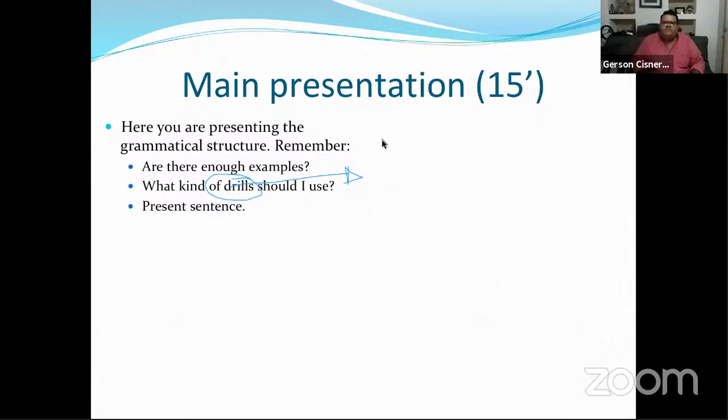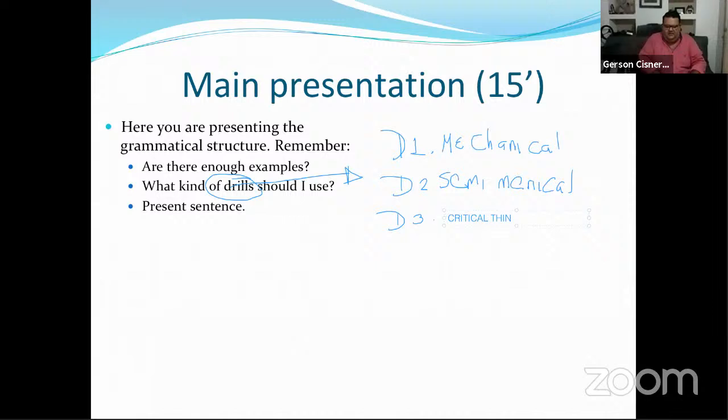And I'm going to give you, we're going to refer to D1, D2, D3. Sale? D1, we're going to use it as mechanical. Te voy a explicar eso. Drill 2 es semi-mechanical. And drill 3 es critical thinking. So this is mechanical, D1, semi-mechanical, and critical thinking.